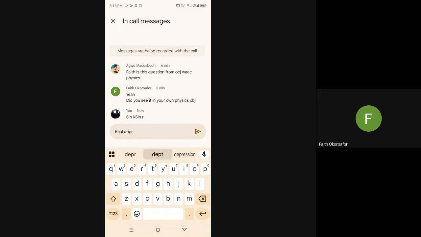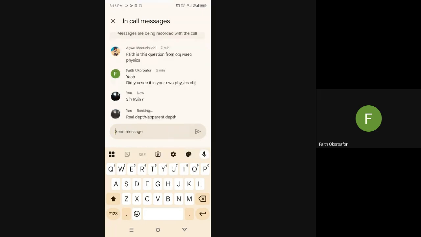Sir, please, that third instance in slide 6, I didn't understand it. Which one? In slide 6, they gave three instances of real and apparent depth. Sir, can you go back to the slide?